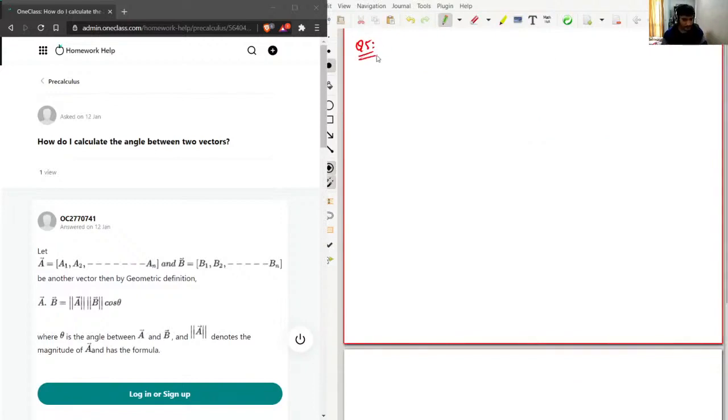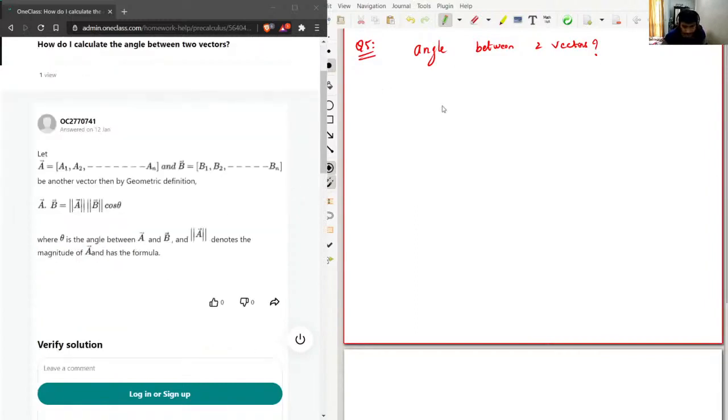Q5. So how do I calculate the angle between two vectors? First we'll go with the definition here. So let's say we have two vectors.